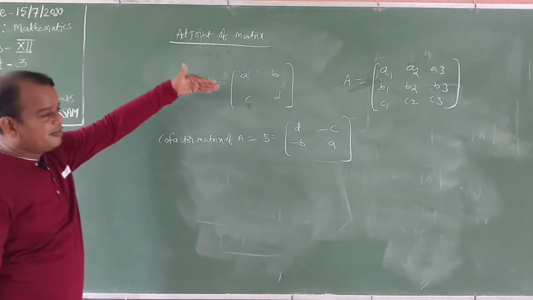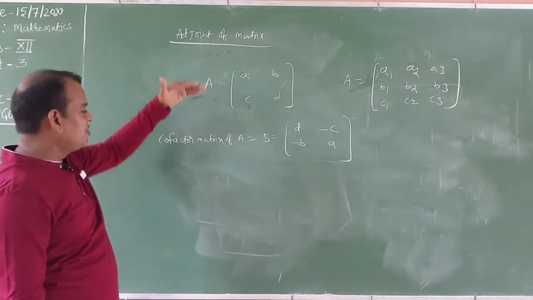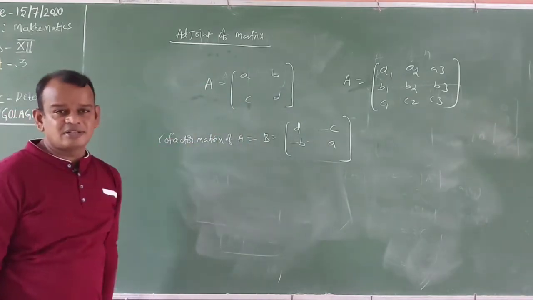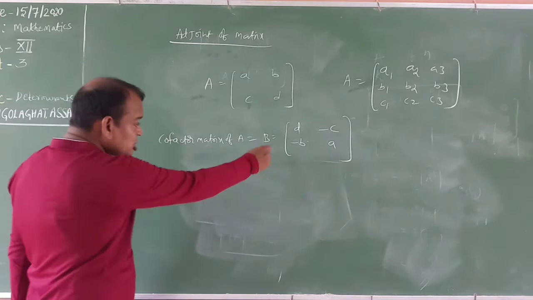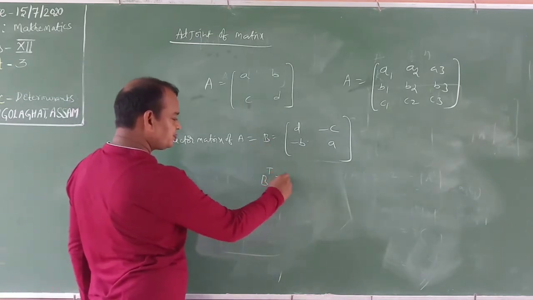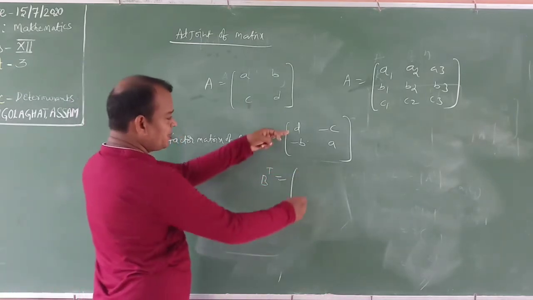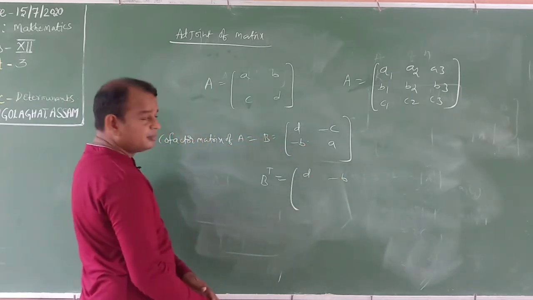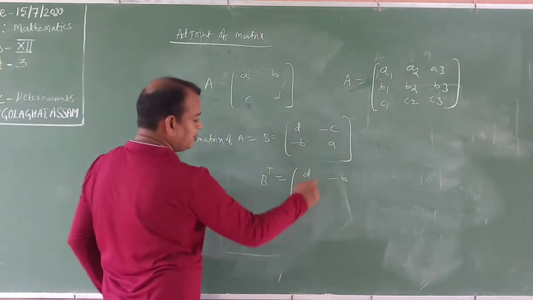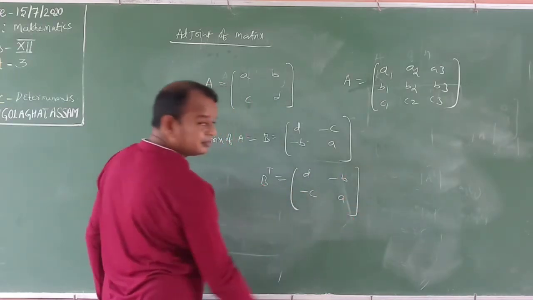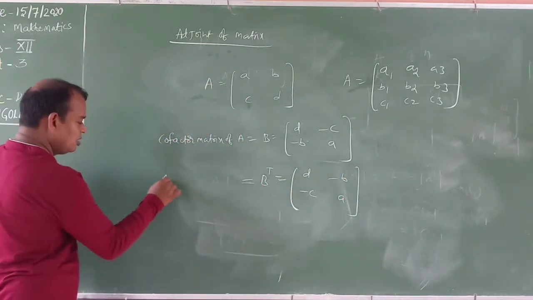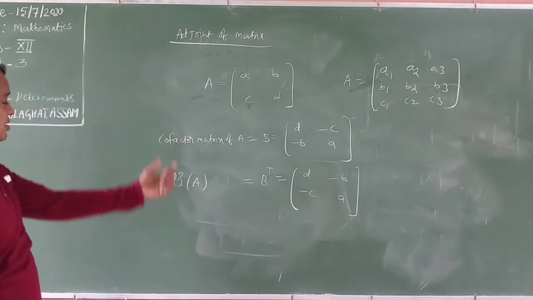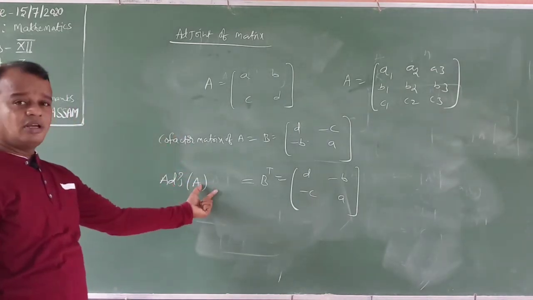First, this is the given matrix. Replace its elements with their corresponding cofactors. After that, take the transpose of this matrix. What happened? D, minus B, minus C, A. This is called the adjoint of the matrix. The adjoint of the matrix is written as adj A.